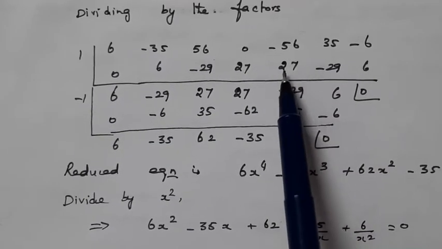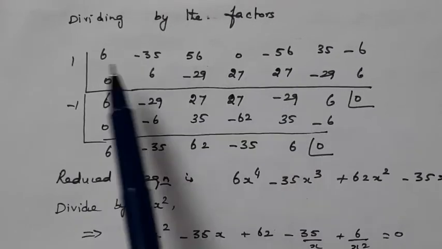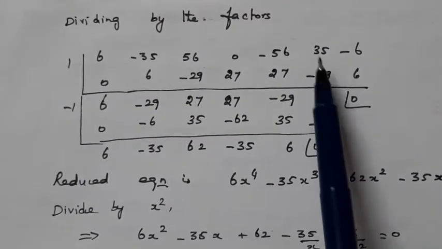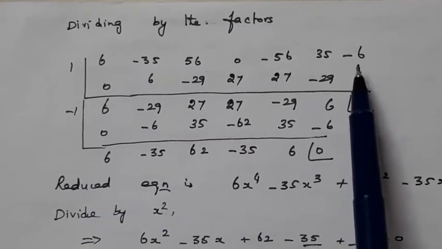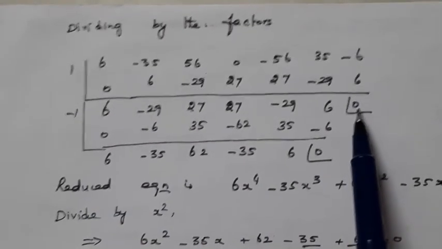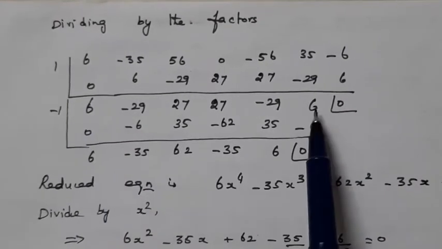Again 27 into 1, 27. Then minus 56 plus 27 is minus 29, right? Then minus 29 into 1 is minus 29. 35 minus 29 is 6. Now 6 into 1 is 6, and adding minus 6 plus 6, the remainder is 0. Then it has been reduced to degree 5.